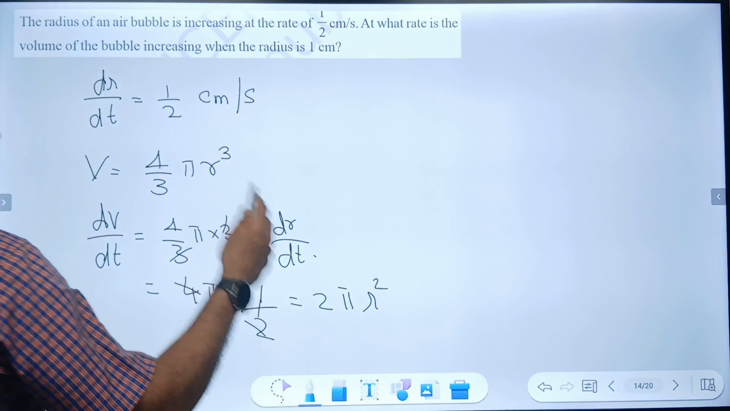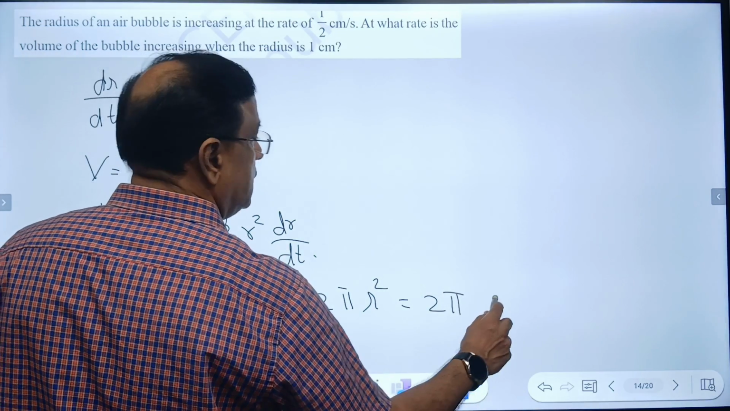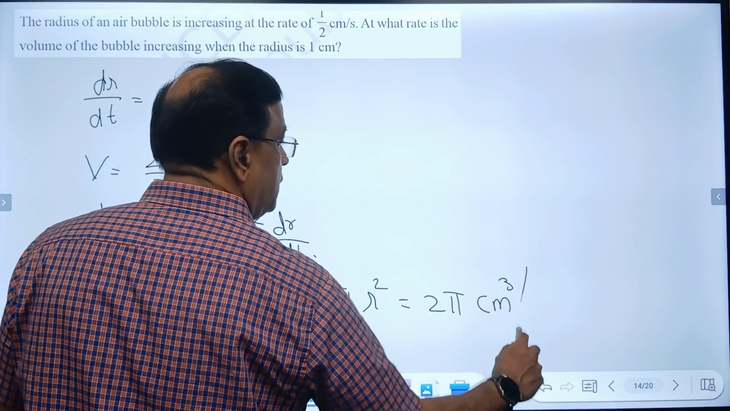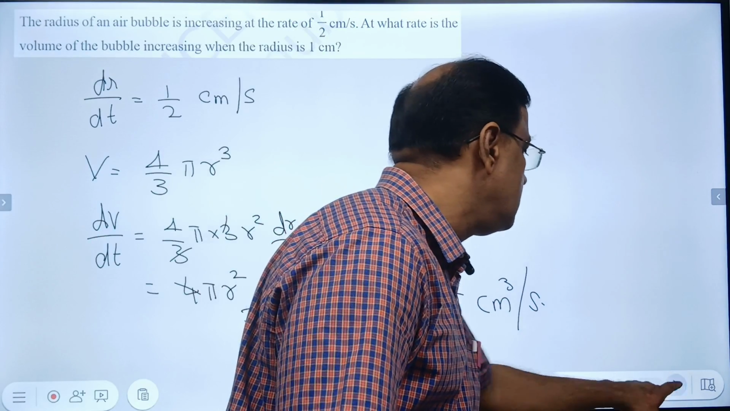Now radius is given as 1. So the answer is 2 pi centimeter cube per second. Very simple. Just mere calculation. It's not at all difficult.